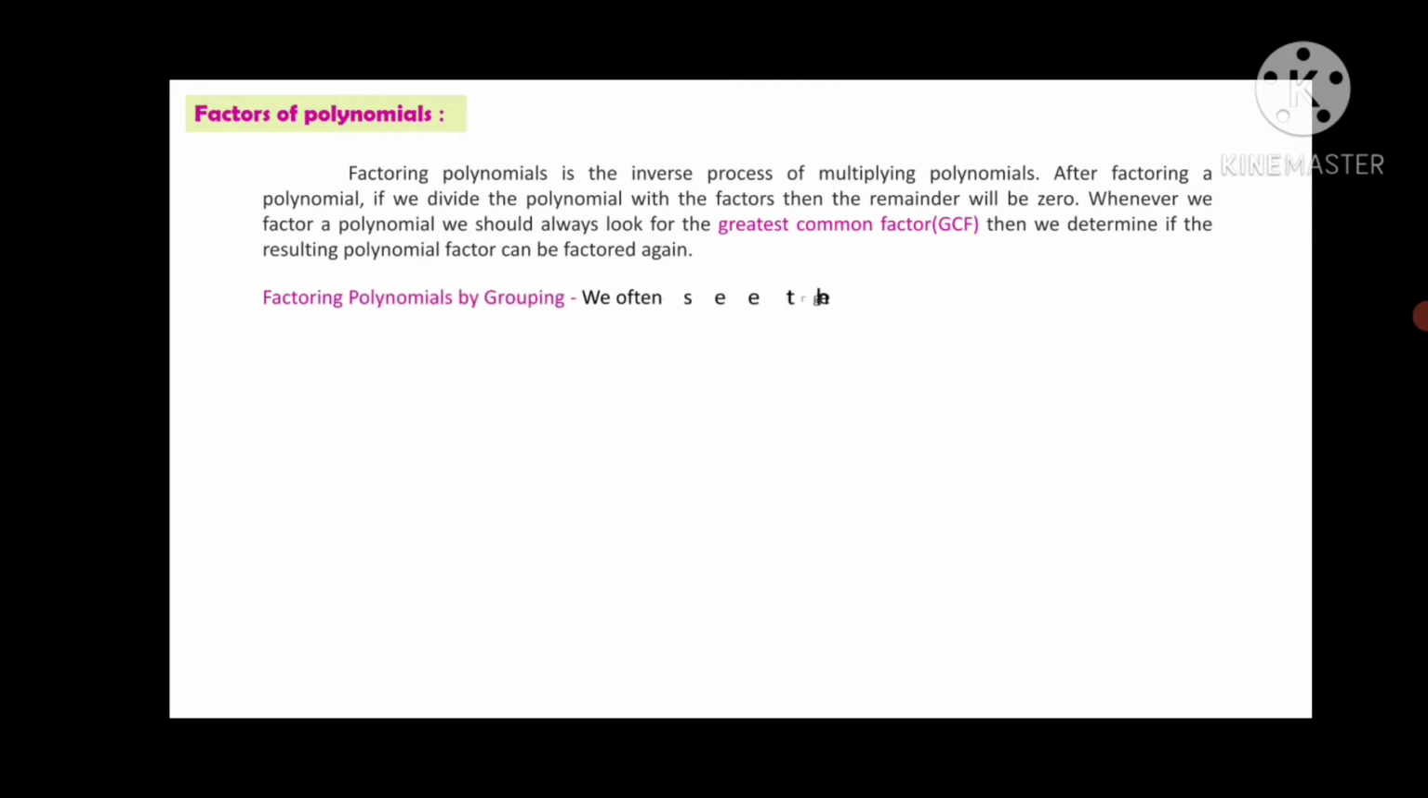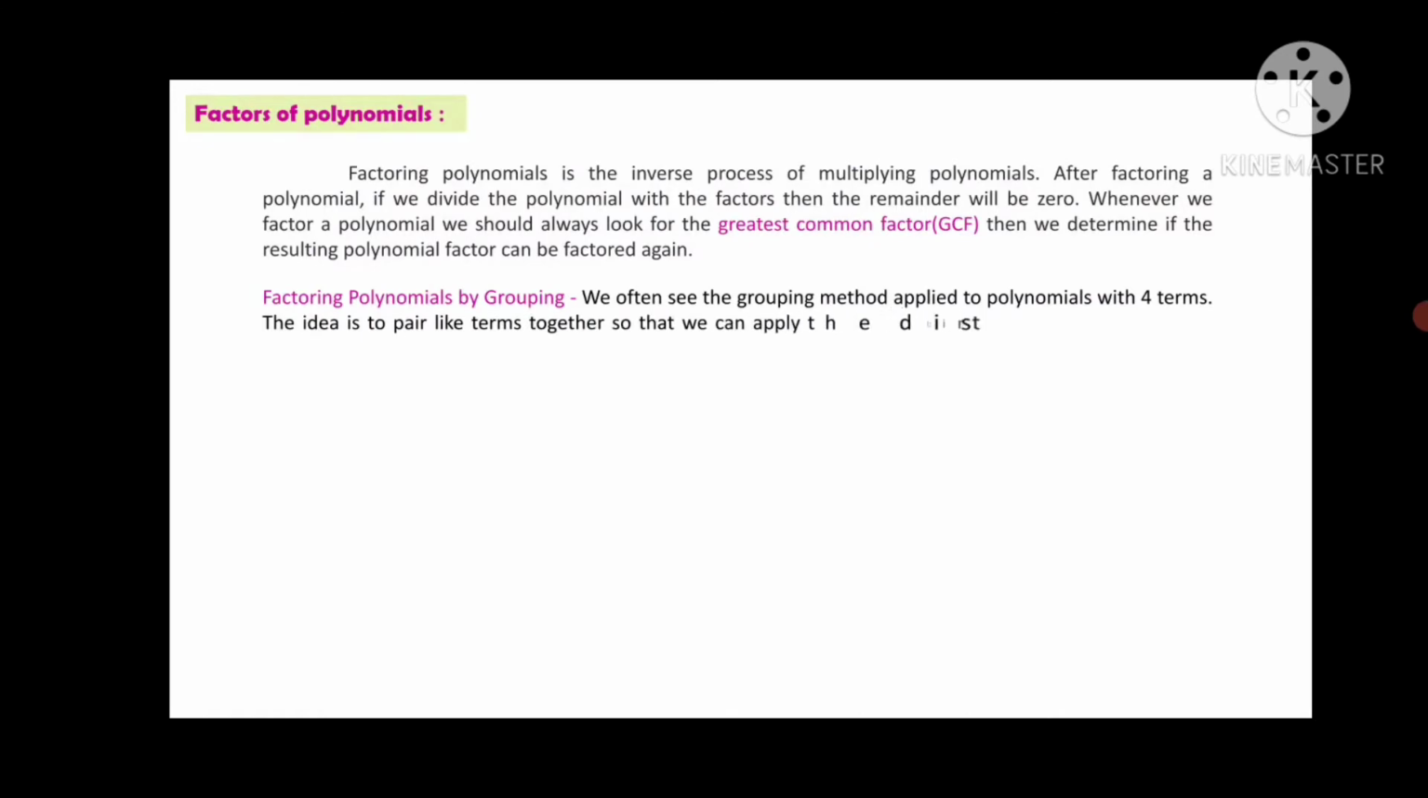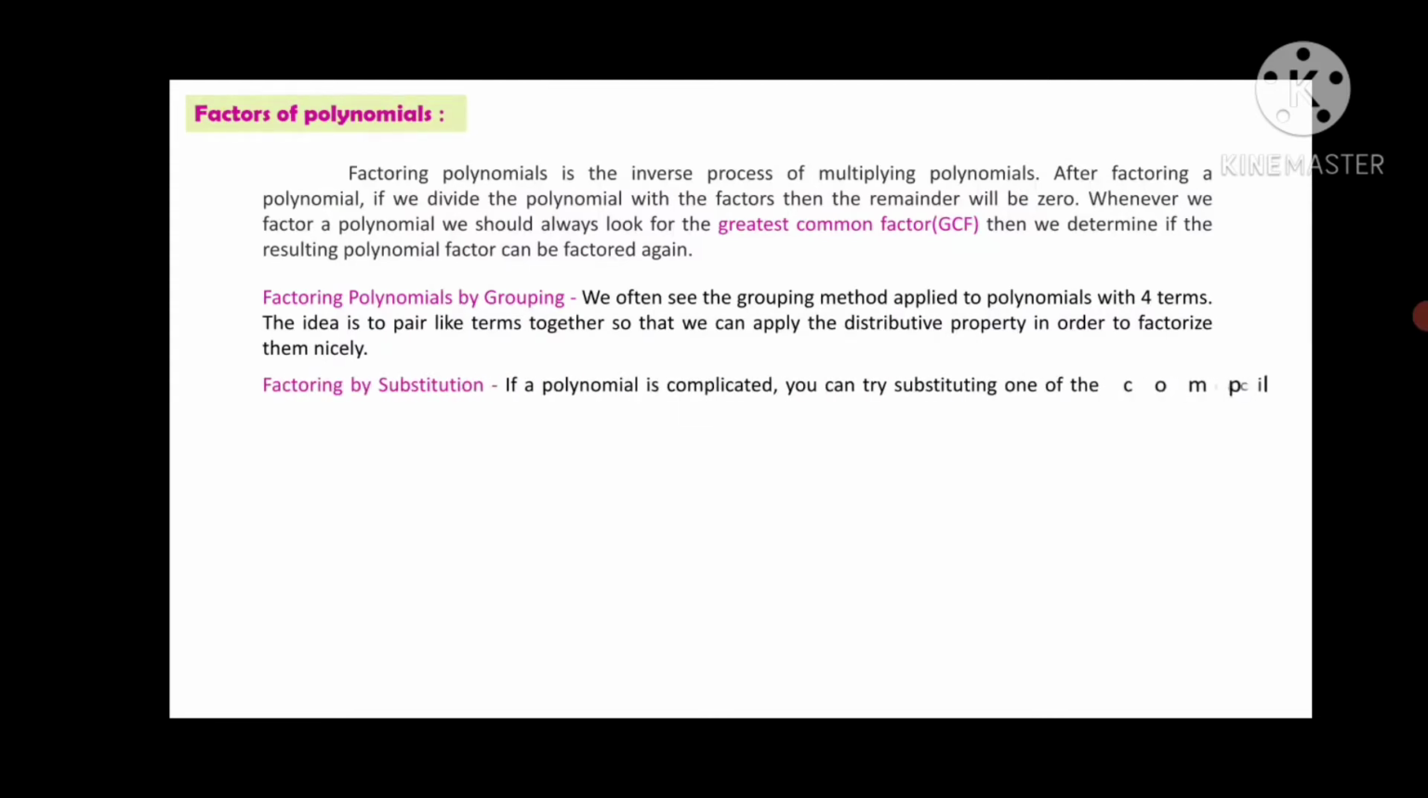So friends, factoring polynomials by grouping is one of the ways. We often see terms grouped together so that we can apply the distributive property in order to factorize them nicely. Secondly, factoring by substitution. If a polynomial is complicated, you can try substituting one of the complicated terms with a simpler term to make it easier to factor.